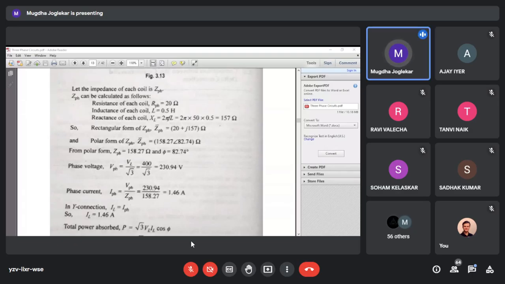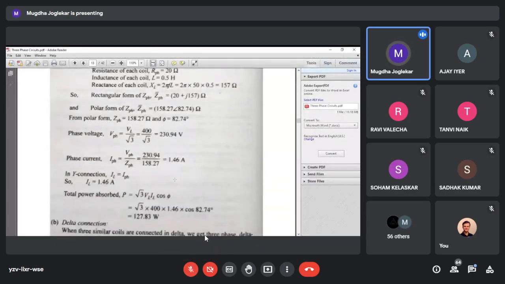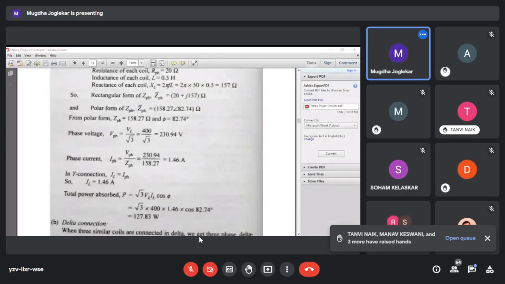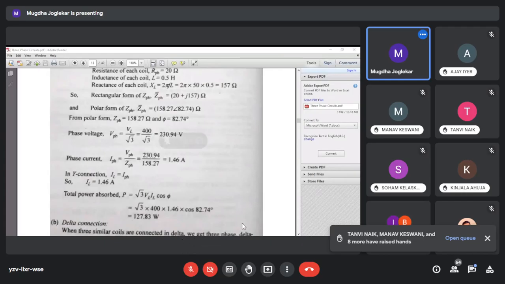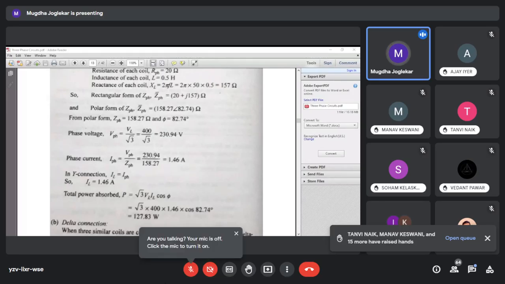Yes, done with the power value, everybody. Got the answer? Yes, ma'am. All of you check the answer. How many of you got the answer of BPH, IPH and power correct? Just raise your hand. Only 15 students got the answer. What about others?